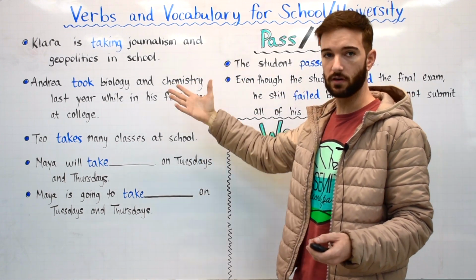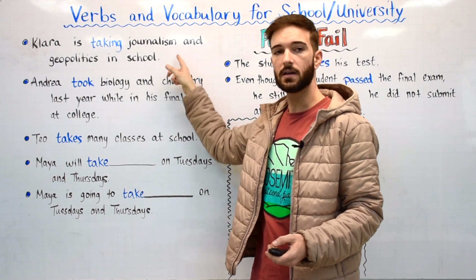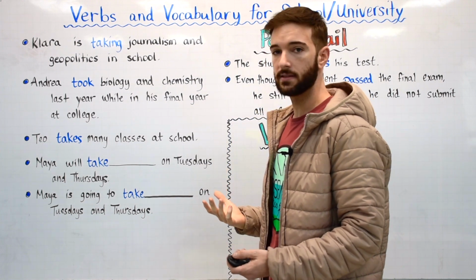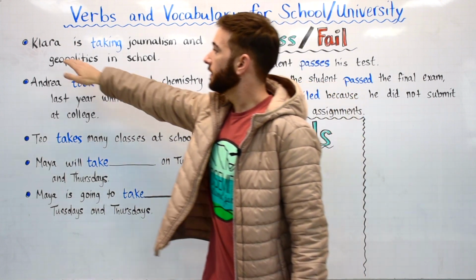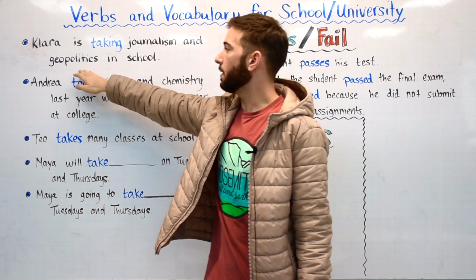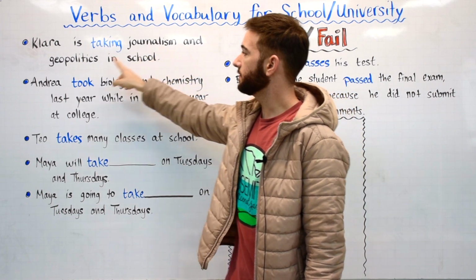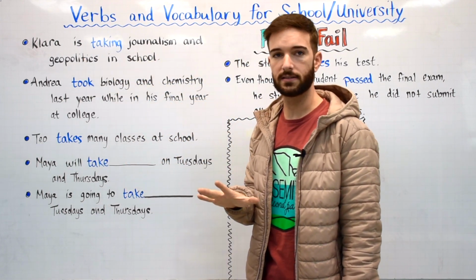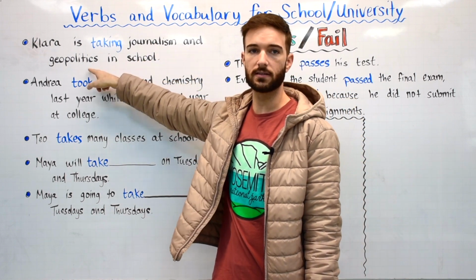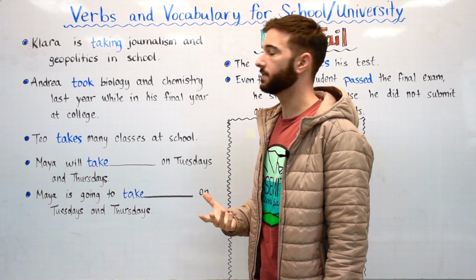Së pari, so first, dua të lexoj fjalinë e parë, dhe më pas do ta përkthejmë së bashku. And after, we're going to translate it together. Clara is taking journalism and geopolitics in school. We have two classes here. Journalism and geopolitics. These are the classes. Math is a class, English is a class. Well, journalism and geopolitics are also classes. Clara is taking journalism and geopolitics in school.